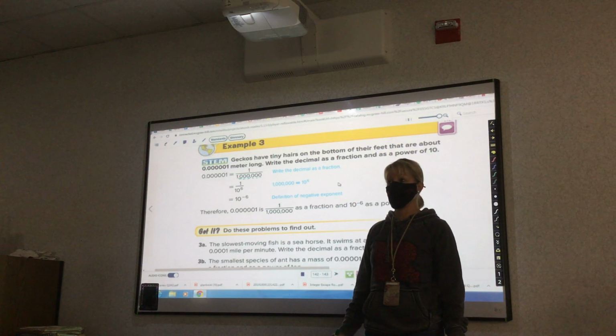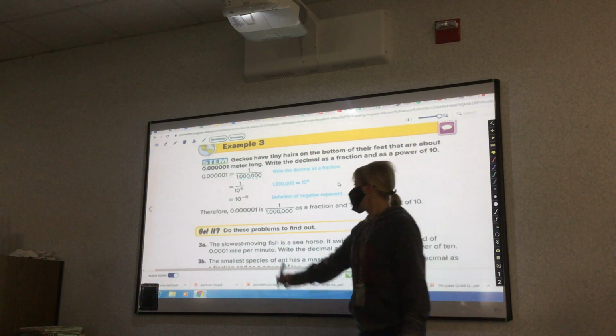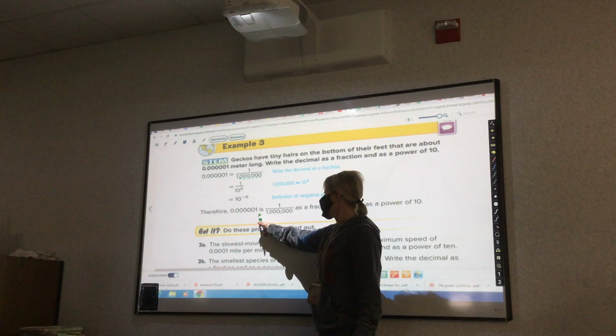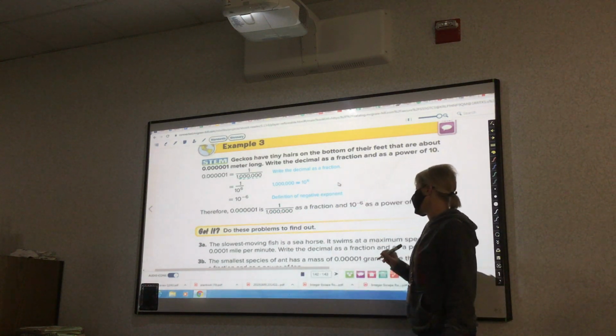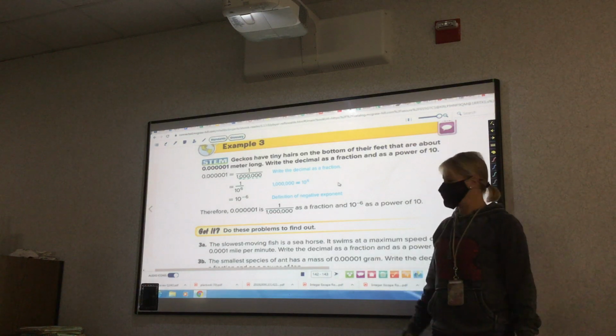Is anybody confused on that? So it says therefore 1 millionth is 1/millionth as a fraction and 10 to the negative 6 as a power of 10. So let's look at some examples.